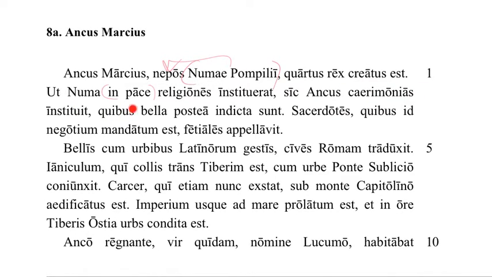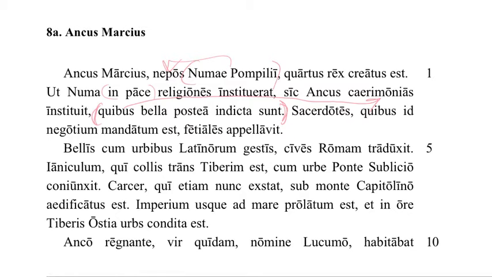And then we've got this quibus thing going on, which introduces, of course, a relative clause, which starts here and ends here. So what is the antecedent of quibus? It's probably something plural because of the ibus. And if you go back, the closest plural thing that could be antecedent would be ceremonias. So we're going to draw that arrow there, by means of which. Bella is the subject of your relative clause, postea adverb, and then here you have a passive verb, indicta sunt.